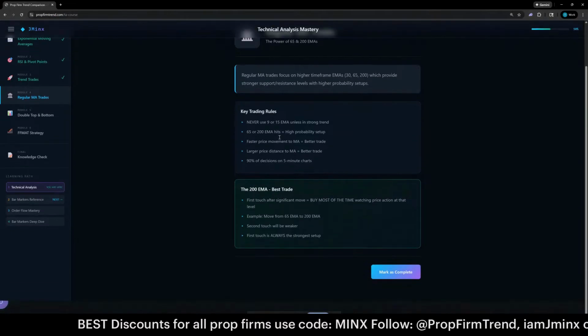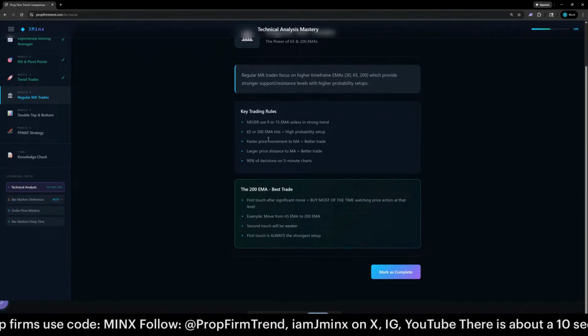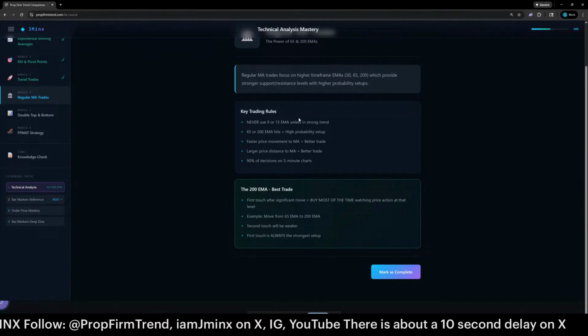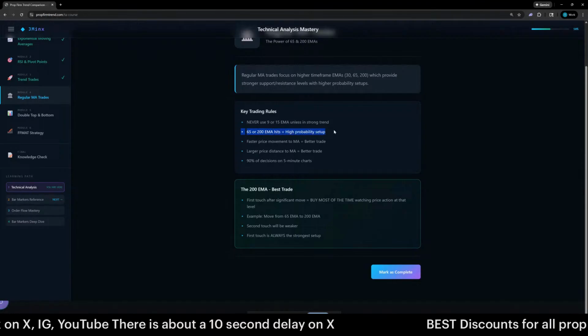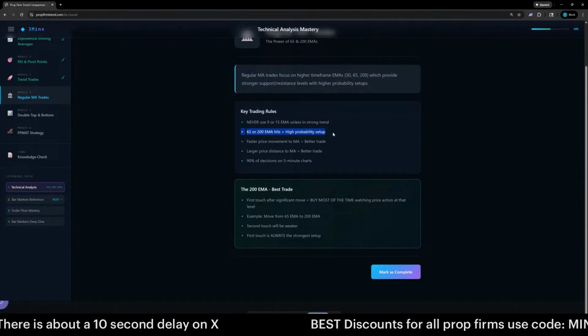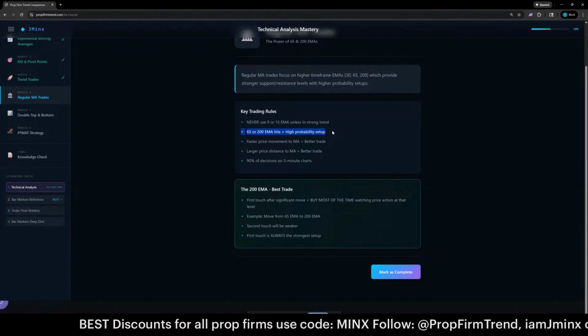So that's what I was just talking about, the regular moving average trades. You never use your 9 or your 15 or your 5 in regular moving average trades. You would just use the higher EMAs, a higher probability setup. The faster the price comes to it and touches it, the better it's going to be.